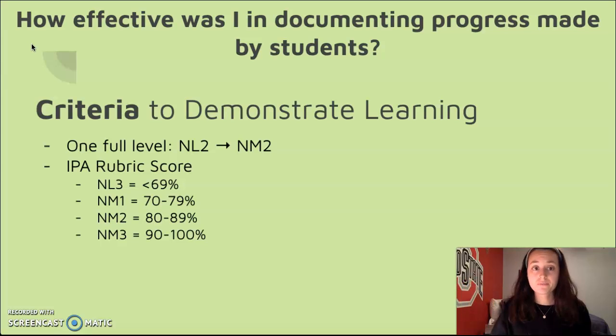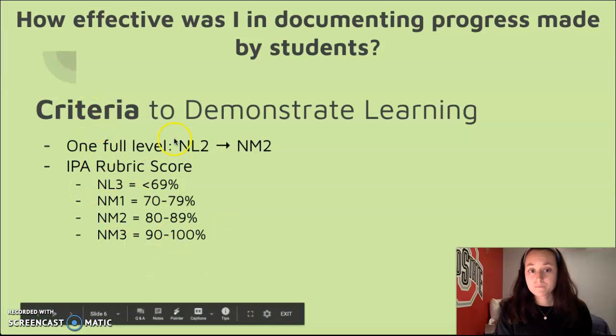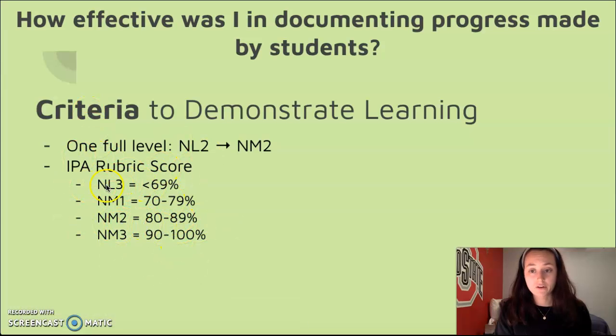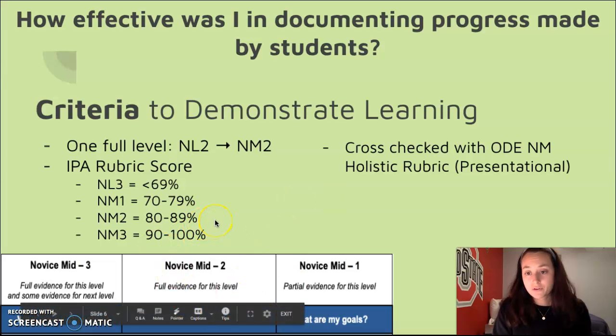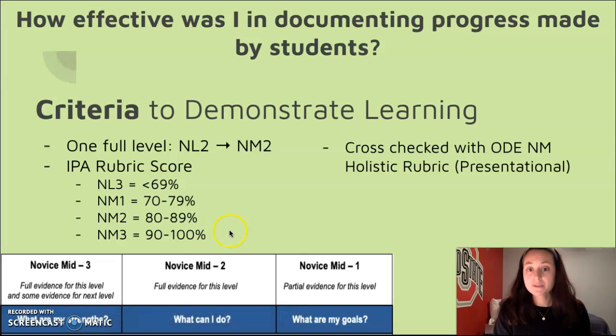Thus, over the course of the SLO, they were expected to grow to perform at the Novice Mid 2 level to demonstrate growth. They were scored using the IPA rubric and conversion formula, and their score was categorized in one of the following categories. I cross-checked this with the ODE Novice Mid Holistic rubric for performance, and used this to distinguish within the levels of Novice Mid performance. Thus, if students performed at the growth target, which was Novice Mid 2, they demonstrated full evidence of this level of performance. Anything less would be Novice Mid 1, and anything more could be Novice Mid 3 or potentially above.